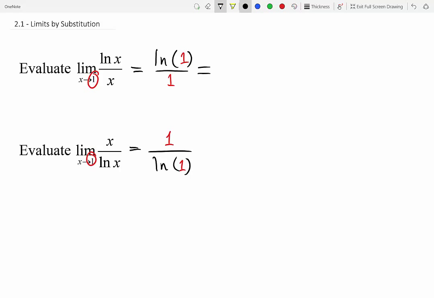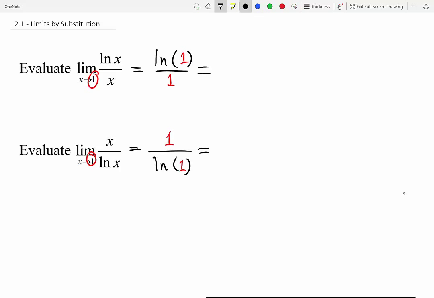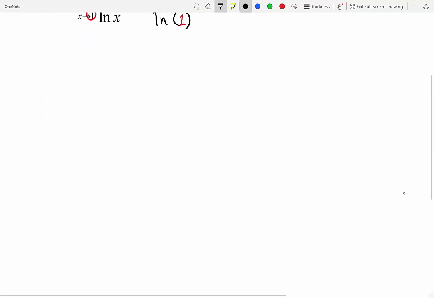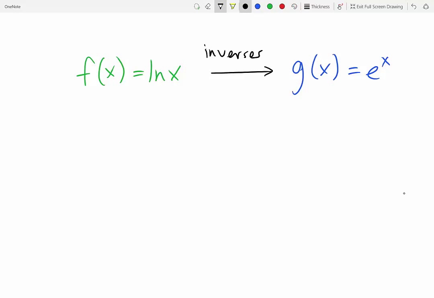Now, in order to actually calculate these answers, we need to know a little bit more than just calculus. In this situation, we need to figure out what is the natural log of 1. Now, if that's not something you have memorized, here's one way that you can consider thinking about that problem. First of all, please realize that the function natural log of x has an inverse function that is a little bit easier for us to figure out. That would be the function e to the x. So if these functions are in fact inverses of each other, well, maybe we can use that to figure out what the natural log of 1 is.